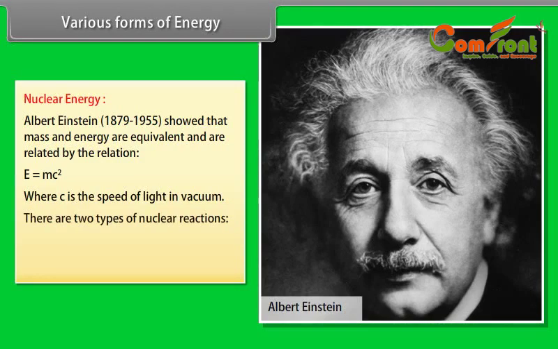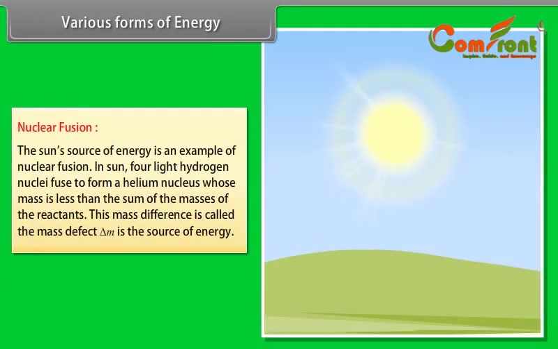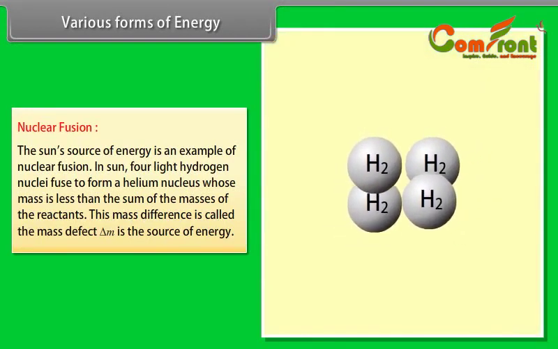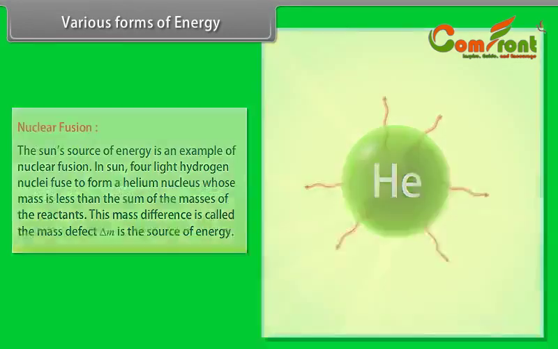There are two types of nuclear reactions. They are nuclear fusion and nuclear fission reactions. Nuclear fusion. The sun's source of energy is an example of nuclear fusion. In the sun, 4 light hydrogen nuclei fuse to form a helium nucleus, whose mass is less than the sum of the masses of the reactants. This mass difference is called the mass defect. Delta M is the source of energy.